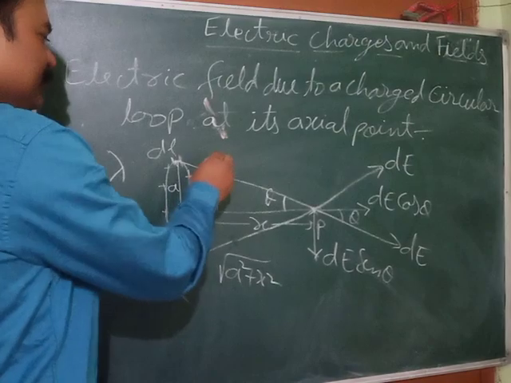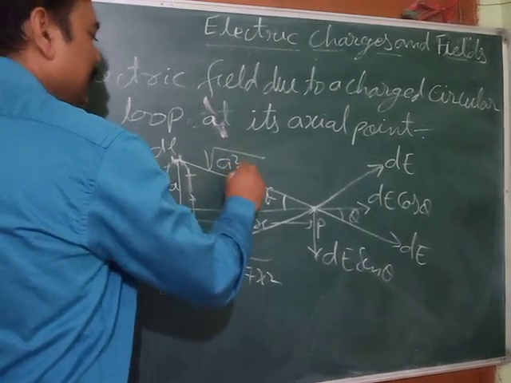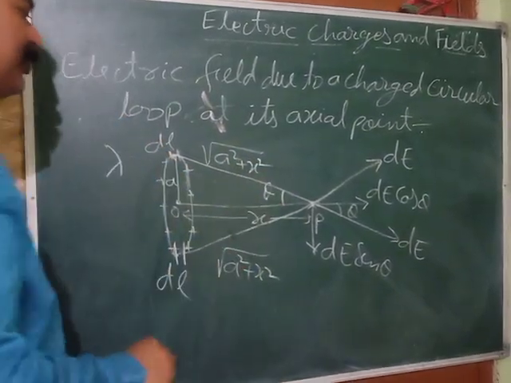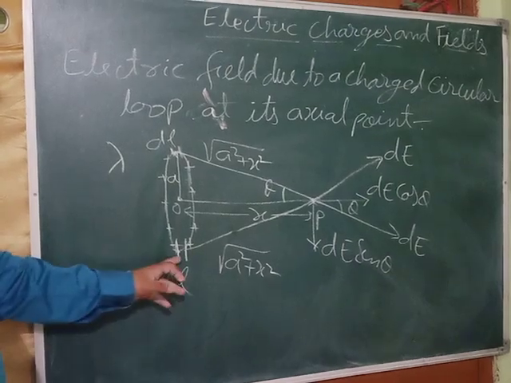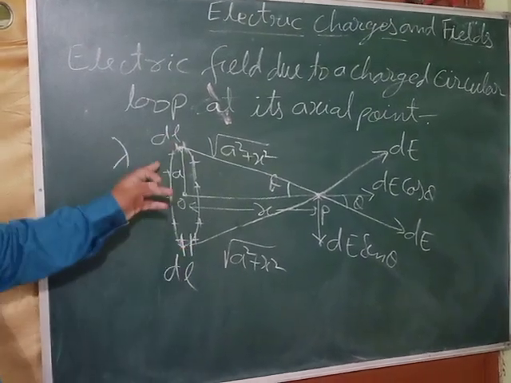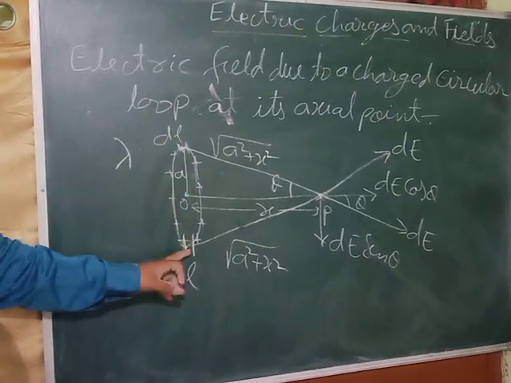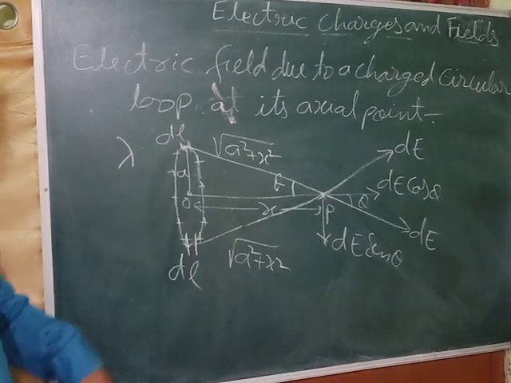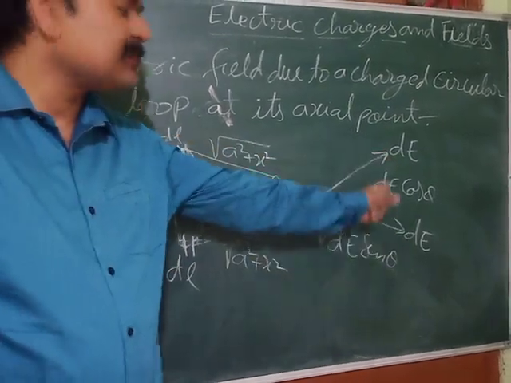This distance is also square root of a square plus x square. So both the distances are the same, the length is the same, and the charge is distributed uniformly, so both the dl lengths will have the same charge, so the electric field also will be the same. That's why I am writing dE.